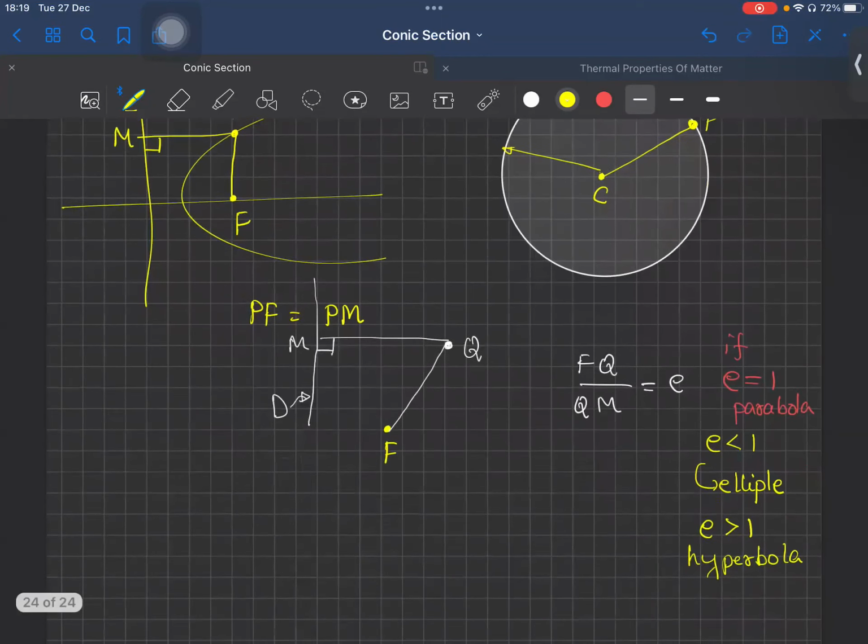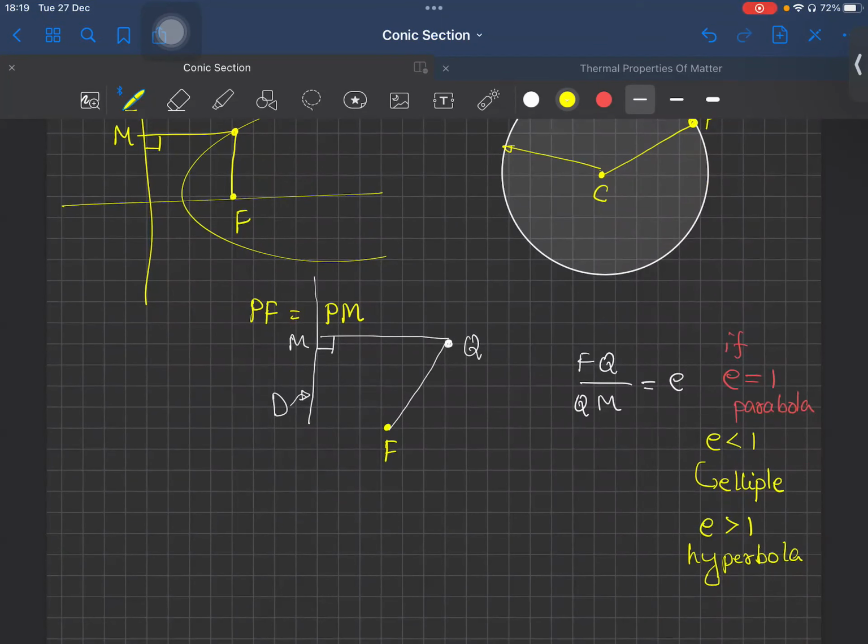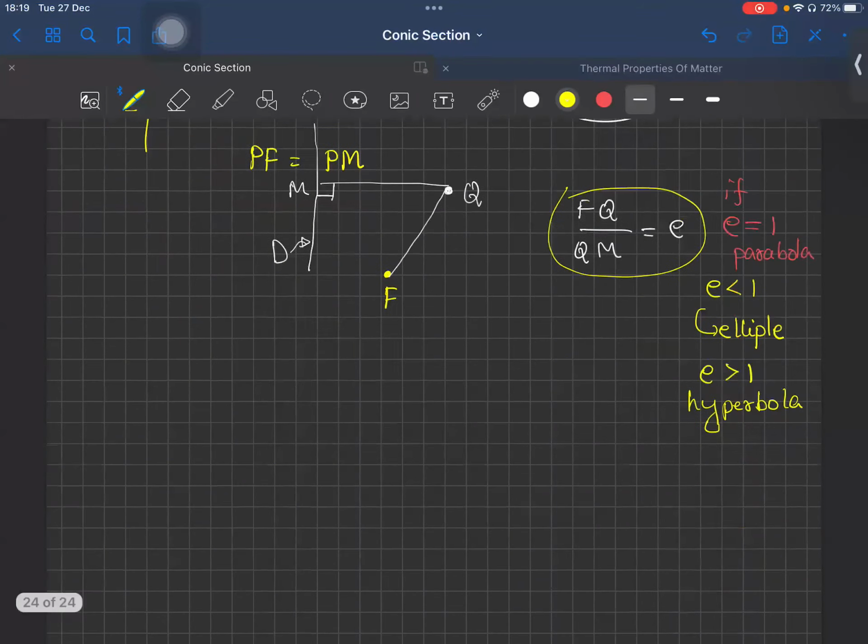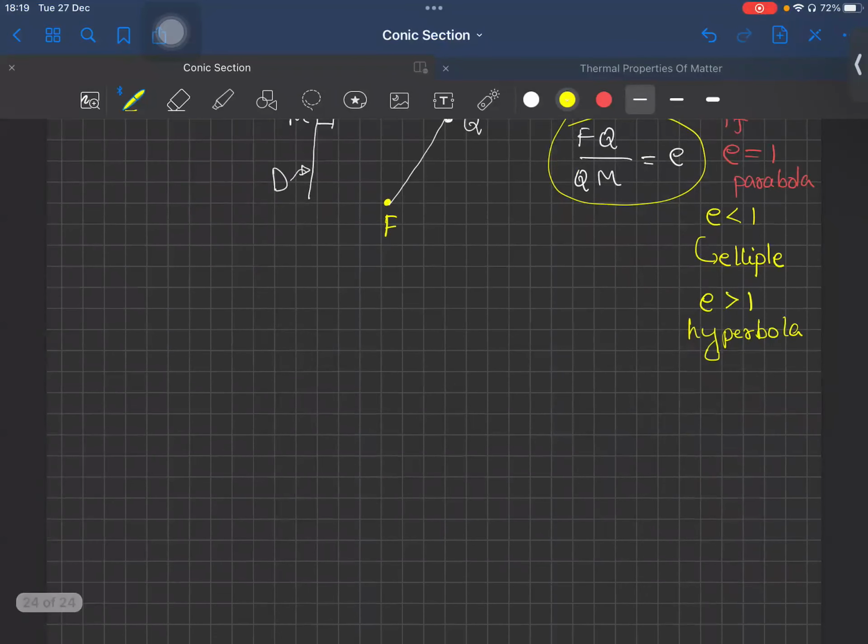Understood? Understood or not? Yes or no? This line is the directrix. So this ratio, always look for this ratio. It is called eccentricity. Okay. So write down the definition of ellipse.